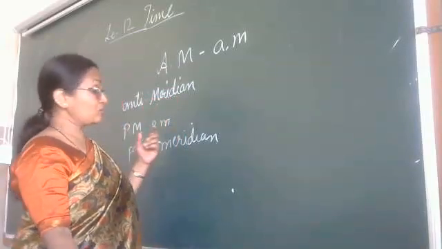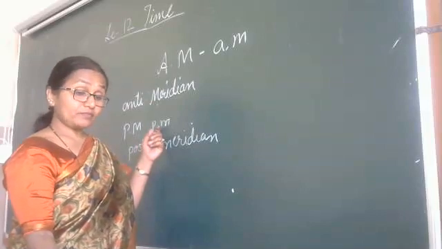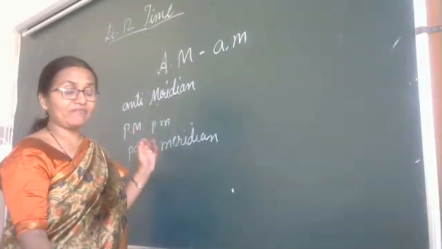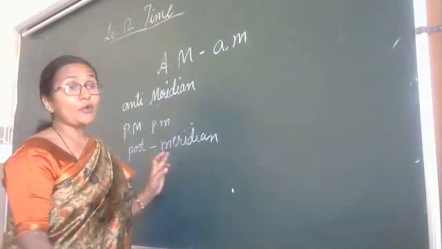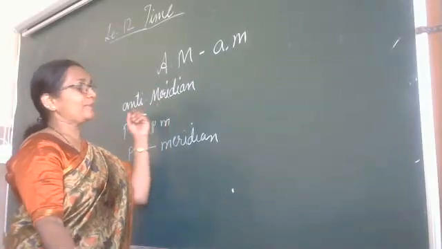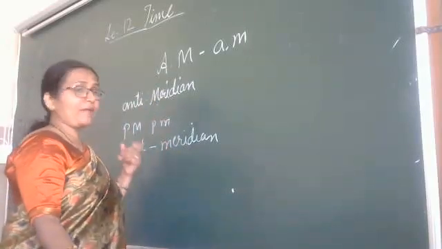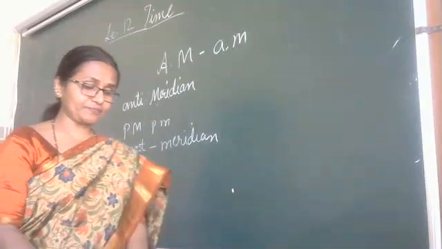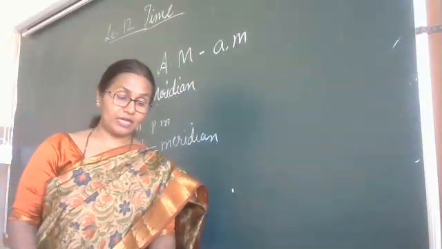And the time between noon and midnight is called PM, where PM stands for post-meridian. Okay, understood all of you? AM means anti-meridian and PM means post-meridian. Okay, understood all of you? Understood?